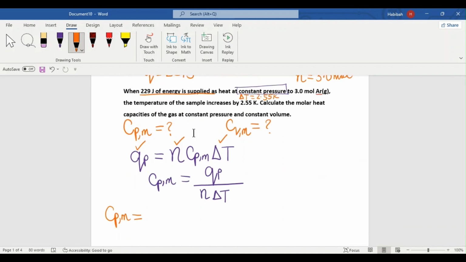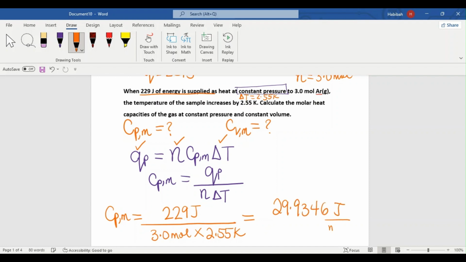So remember, heat at constant pressure, when we look back at our question, is 229 joules. The number of moles is 3.0 mole, and the change in temperature is 2.55 kelvins. So now what you have to do is multiply and work with what you have. Putting this information in the calculator, we end up with 29.9346 joule per mole Kelvin. So this is the molar heat capacity at constant pressure.